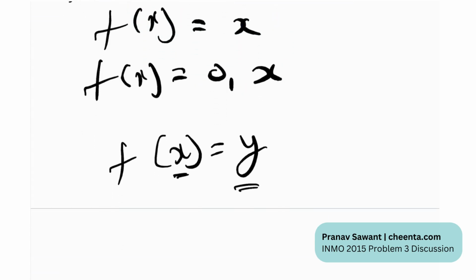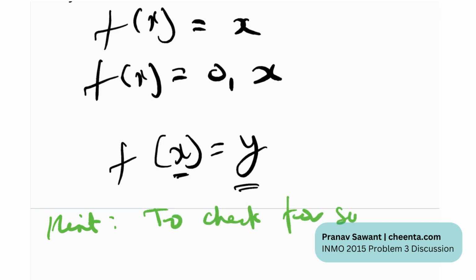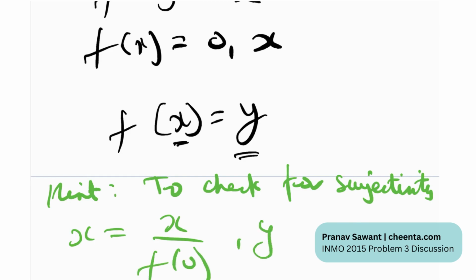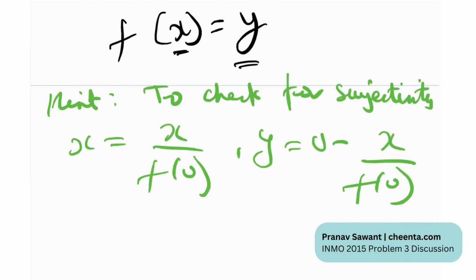I'll give you a hint. To check for surjectivity, I'll not tell you if it is surjective or not, I'll just give you a little bit of a hint. You can substitute x as x over f of u, and you can substitute y as u minus x over f of u. And you can let me know if this is surjective or not. Maybe you've already figured it out, maybe you tried by yourself, but you can check for surjectivity as well, and that would be another method to solve this.